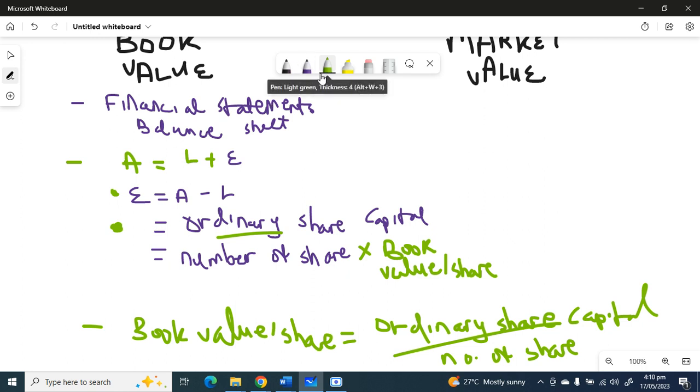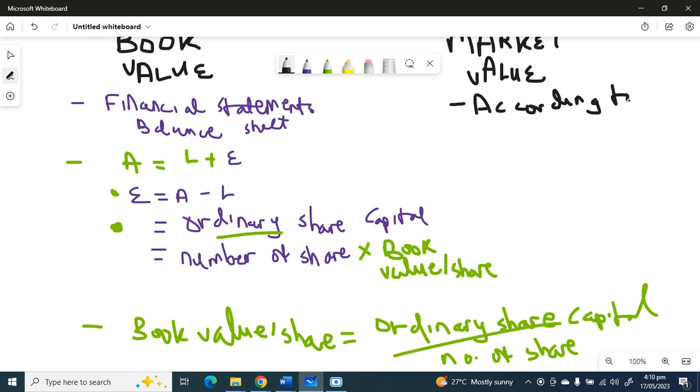Market value of equity. This is the market value of a company according to the Securities Exchange, or the stock exchange, but now it's called the Securities Exchange. All right. So here in Zambia, our securities exchange is the Lusaka Securities Exchange, LuSE.